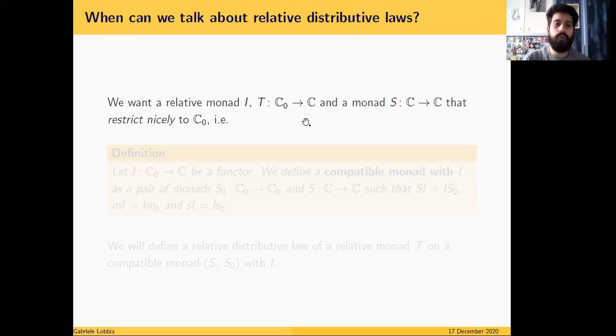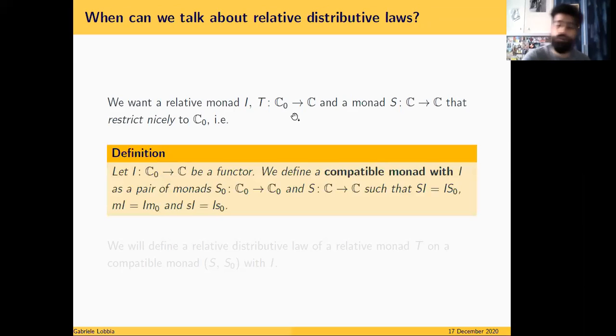And so how we define this for the general case, not just I the inclusion, we define the notion of a monad compatible with a functor I, which is just a pair of monads, one on C naught and one on C, such that they agree with I. So doing S I is the same as doing I S naught, so the diagram commutes, and the diagrams with multiplication and unit commute as well.